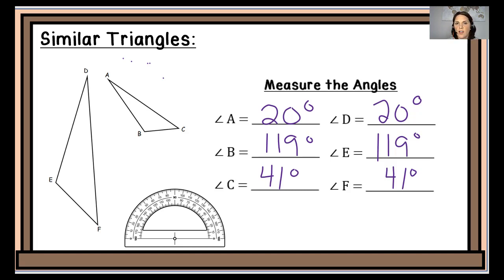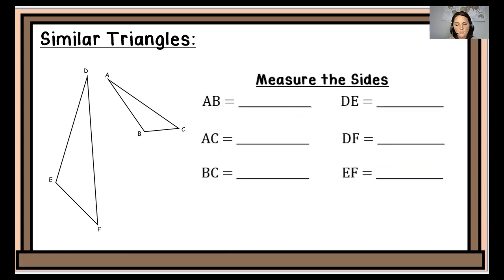We could verify our numbers as well because we know that the interior sum of the angles of a triangle adds up to 180 degrees. So if I add 20 plus 119 and 41, we get 180 degrees. The next thing we're going to do is get a ruler and measure each of the side lengths. Go ahead and grab your ruler and let's start with AB and DE.